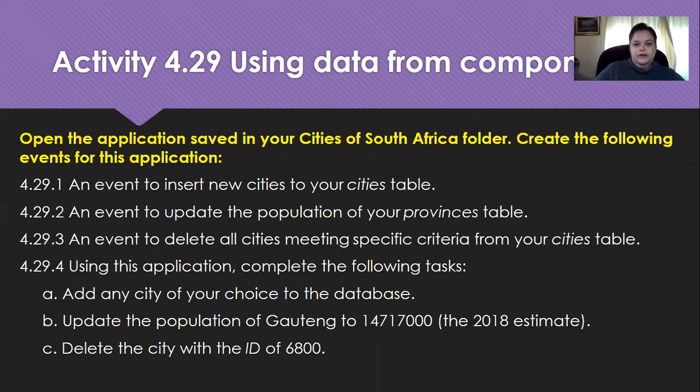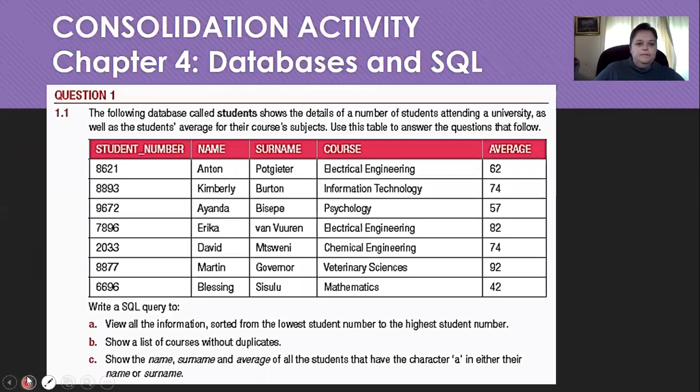Our time's busy running out. The last one, this is your consolidation activity. You are to complete the whole of question 1 and the whole of question 2. I have displayed it. It is also in your DBE textbook if you want to look at it through there.